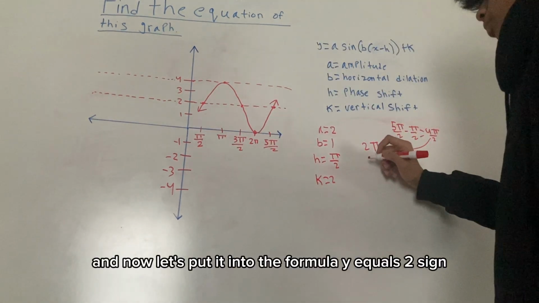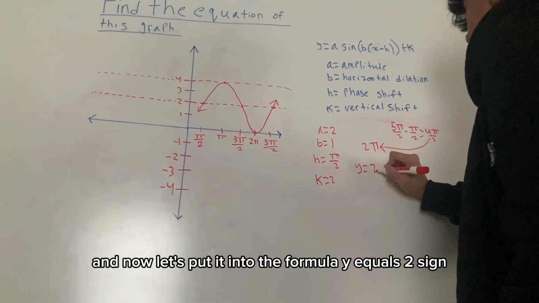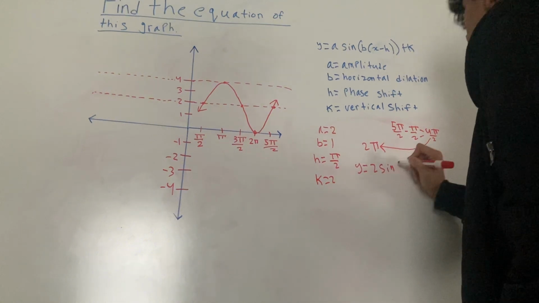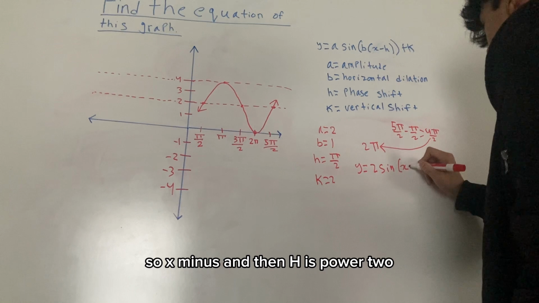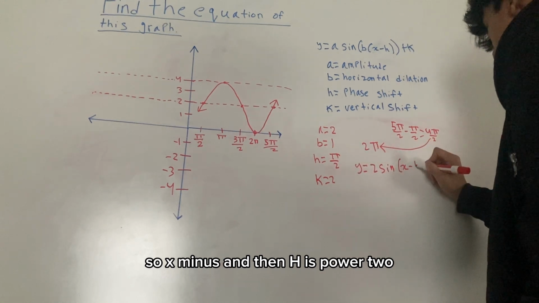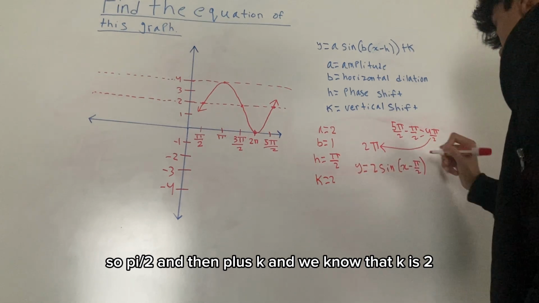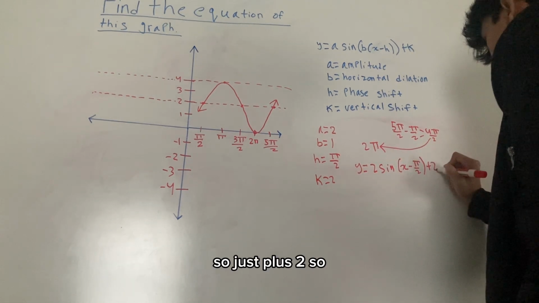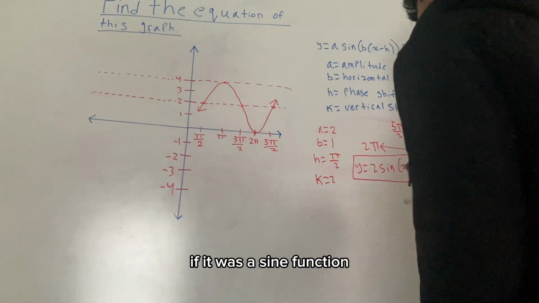And now let's put it into the formula. y equals 2 sine, and then we know that b is just 1, so we don't have to put anything. So x minus, and then h is pi over 2. So pi over 2, and then plus k, and we know that k is 2, so just plus 2. So that would be the equation for if it was a sine function.